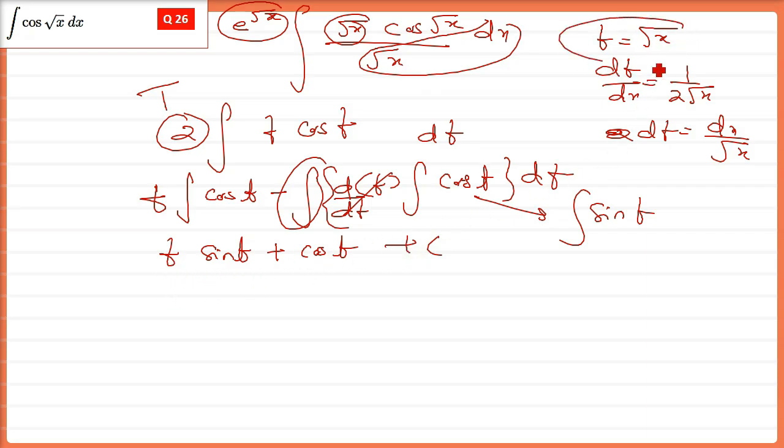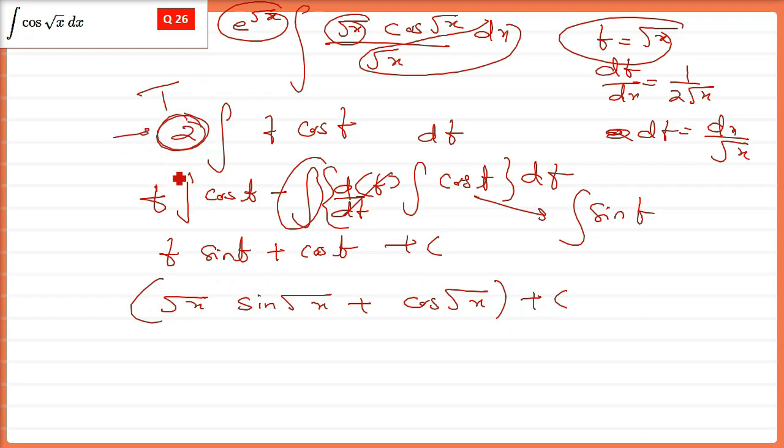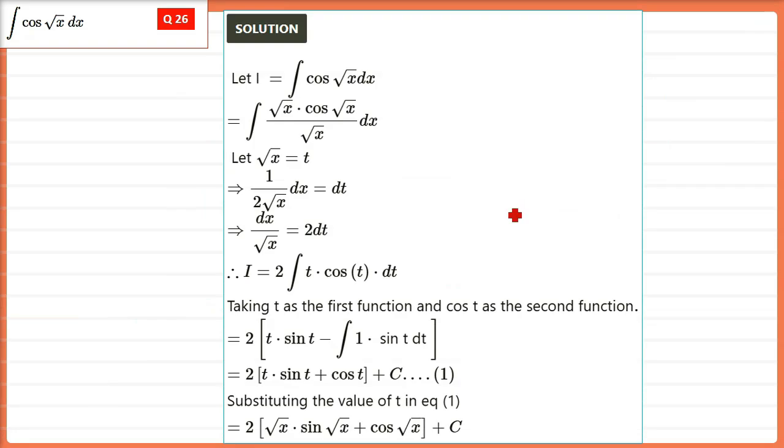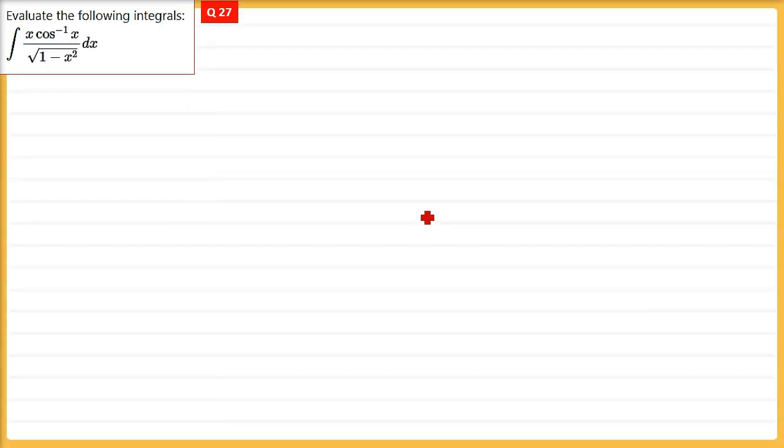In place of t, now you have to write under root x, that's what you have assumed. So root x sin root x plus cos root x plus constant of integration. Please remember, there is a 2 also in front, so multiply it by 2. That will complete your answer. So this is the reference. This question, if you have done e raised root x, will be very easy for you.